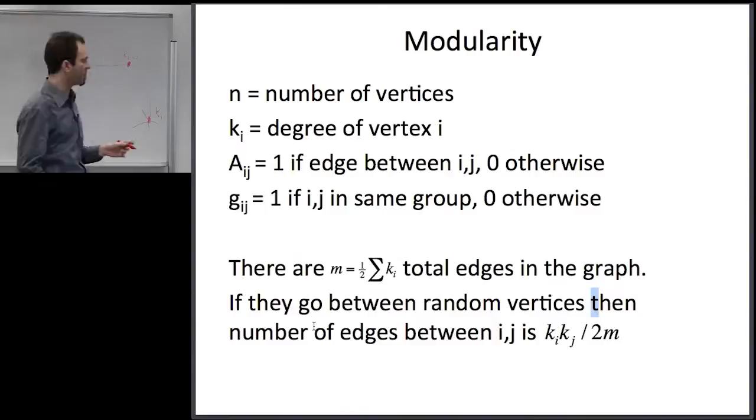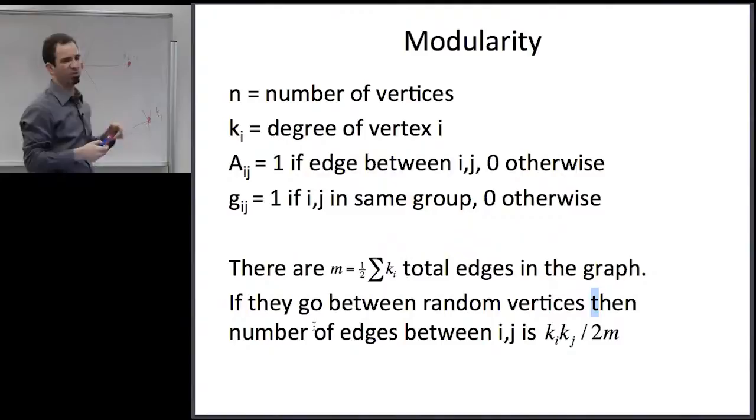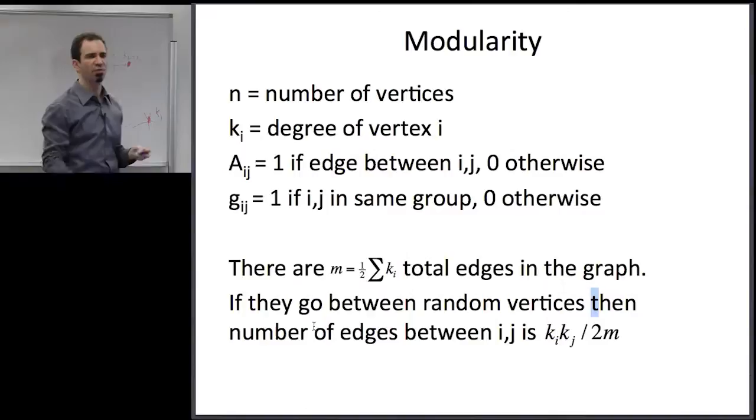Sorry. So the more edges that come out of each node, the more likely it is to connect to any other particular node because it's got lots of edges. And then I divide by 2 to prevent counting twice, and I divide by m because I want that to be a number between 0 and 1. So it's basically the probability that there's an edge between any two nodes. It only depends on how many edges each of them has, because I'm placing them randomly.